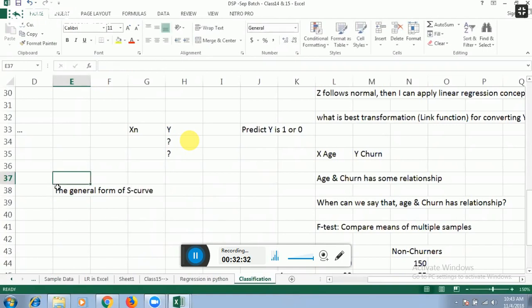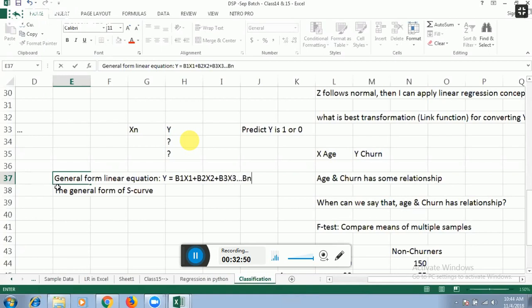Okay, so the general form of a linear equation is what? Y equal to beta 1 x1 plus beta 2 x2 plus beta 3 x3 plus and so on, beta n xn plus a constant.